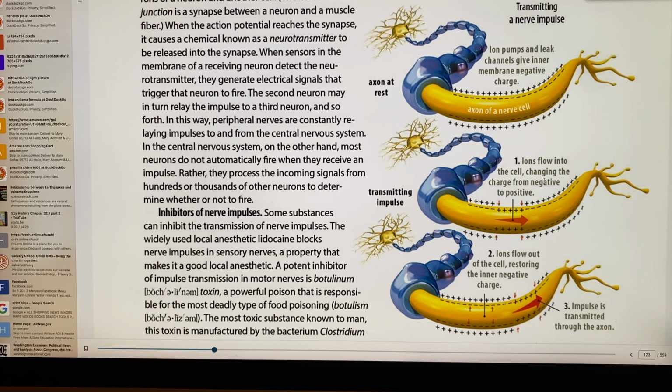A neuromuscular junction is between the neuron and the muscle fiber. The neurotransmitter released at this point is a chemical. The sensors detect it, and they generate electrical signals that trigger the neuron to fire. The second neuron relays the impulse to the third neuron, and then to the fourth, to the fifth neuron. And it keeps going, with synapses clicking like fireworks.